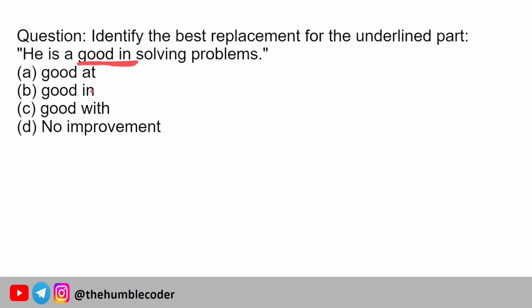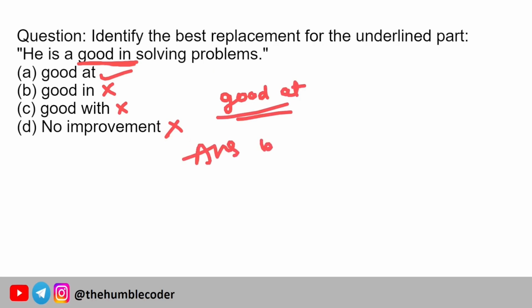See, definitely good in cannot be an option, because if good in were the option, we would select no improvement, right? So good in is not the option. He is good in solving problems. No. So good with also cannot come, and no improvement definitely not. So the correct answer will be good at. So he is good at solving problems. We say that he is good at solving problems. So the correct answer for this question will be option number A.